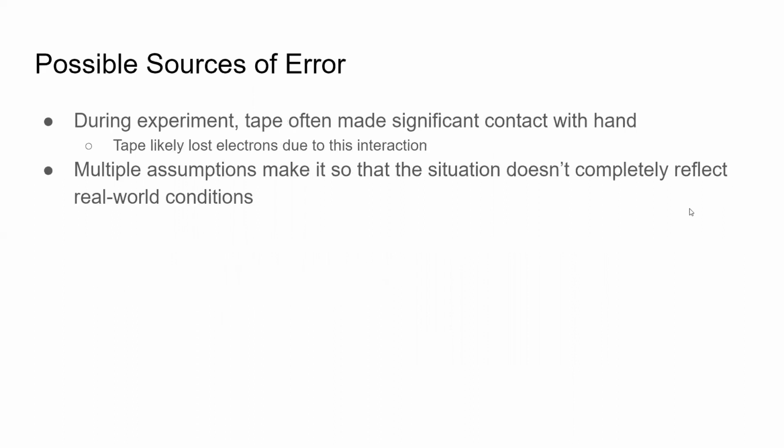As for the sources of error, during the experiment, the tape often made significant contact with the hand. The tape definitely lost electrons because of this interaction. As for the other source of error, there were multiple assumptions, which made it so that the situation doesn't really fully reflect real world conditions.